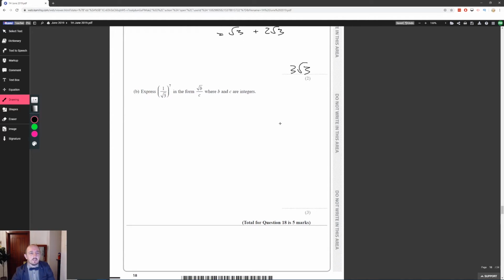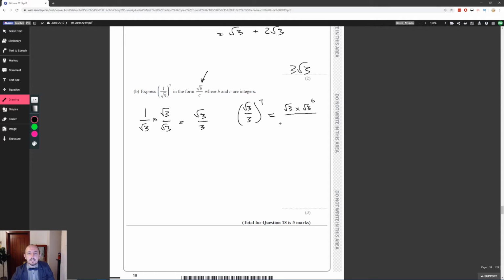Express 1 over root 3 to the power of 7. Well, we have to rationalize the denominator first, so we're going to do 1 over root 3 times root 3 over root 3, and that gives us root 3 over 3. And now we're going to raise that to the power of 7, so root 3 over 3 to the 7 is the same as root 3 times root 3 to the 6, okay? Because we've got root 3 to the 7, so I'm just taking one of those root 3's out because I know I need a root in the final answer here.